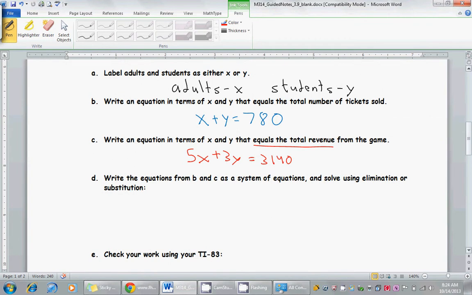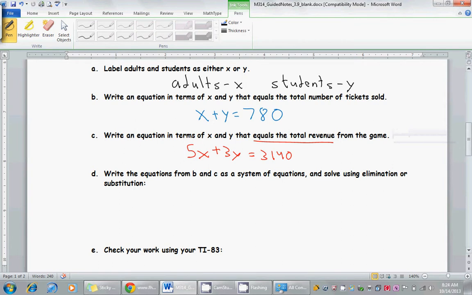Okay, and so here's my two equations. X plus y equals 780, 5x plus 3y equals 3140. By this point, I'm sure we are all comfortable with solving with either substitution or elimination. So really, it's up to your best judgment as to what method we should choose. Personally, I think substitution is going to be nice here because in this first equation, in part B, x plus y equals 780, I can easily solve that for, let's say, x to be 780 minus y.